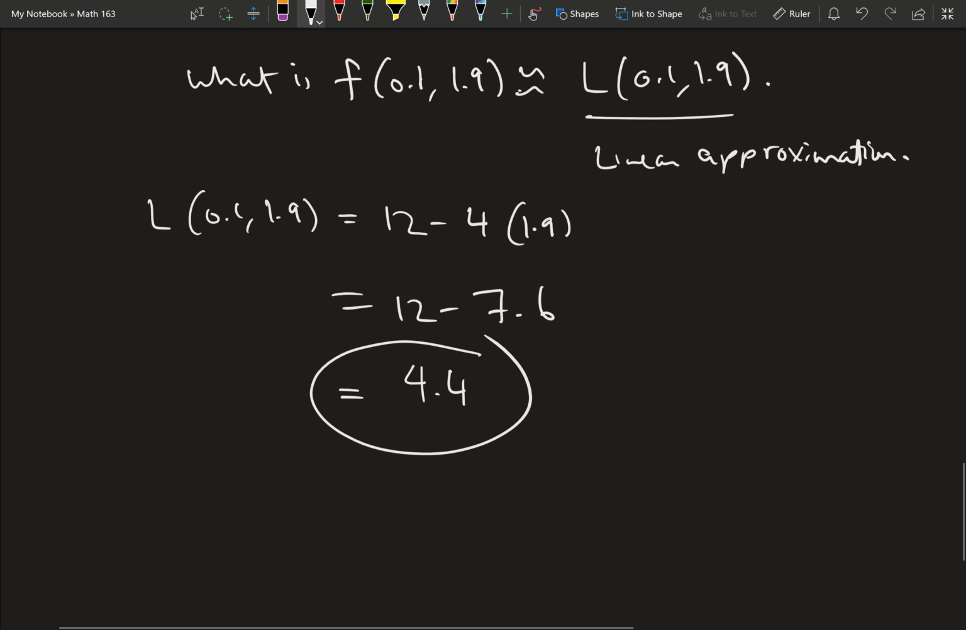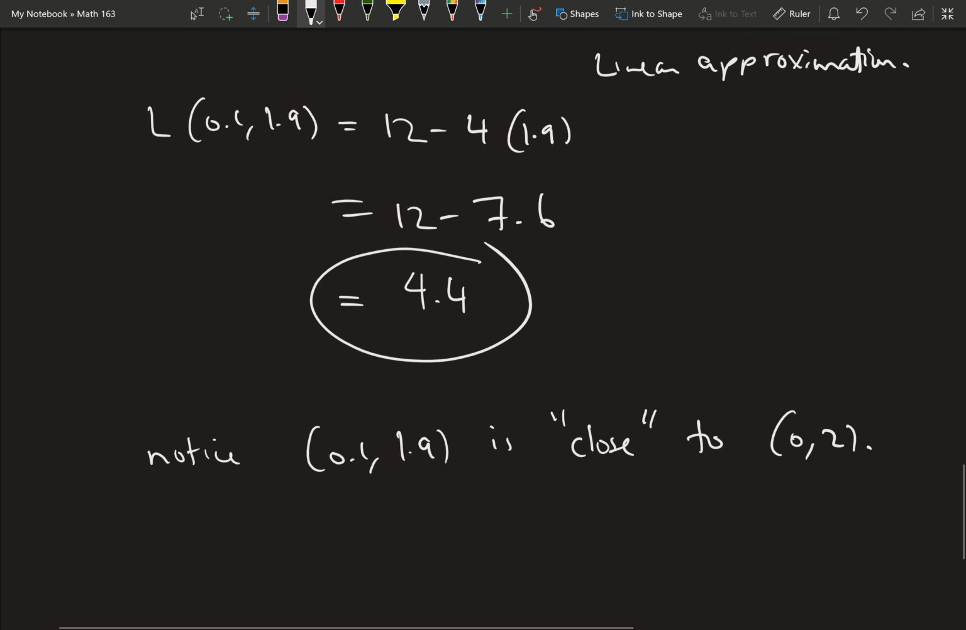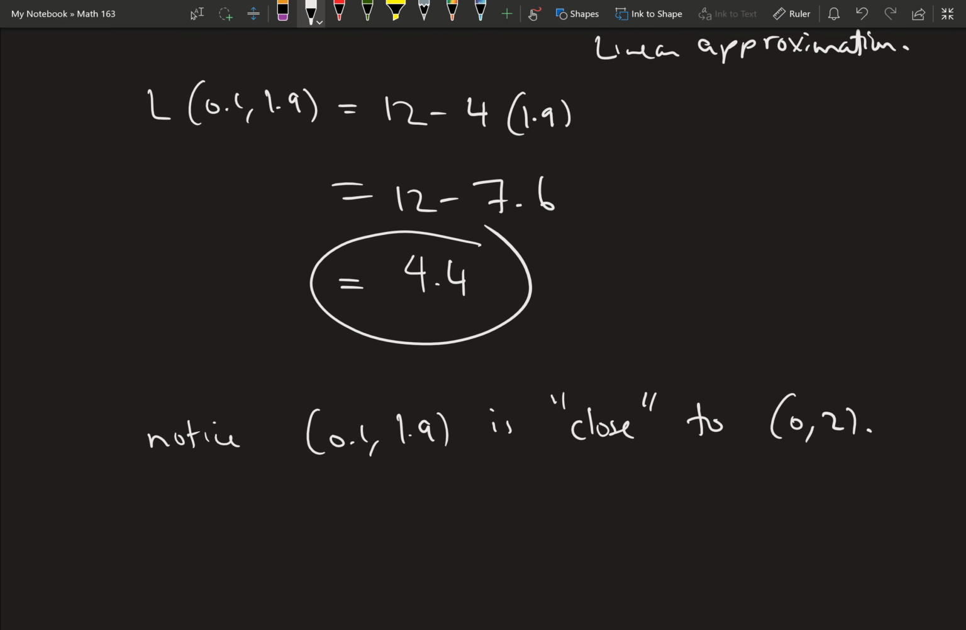The only real requirement is that our point here, notice that the point 0.1, 1.9 is, I'll put this in quotes, close to the base point 0, 2. How close is close? Well, that depends on the example, but usually it's within a couple of decimal places, and that's essentially the linear approximation.